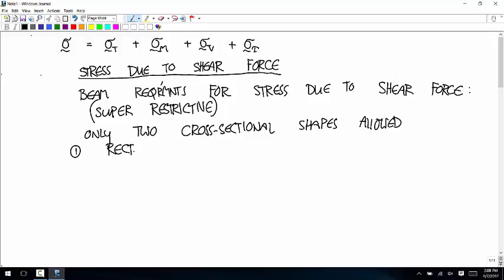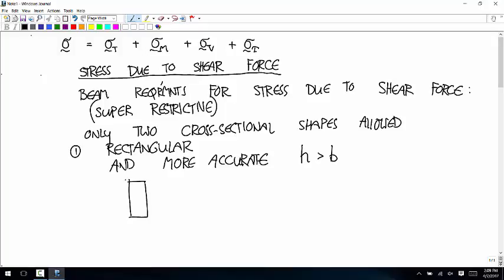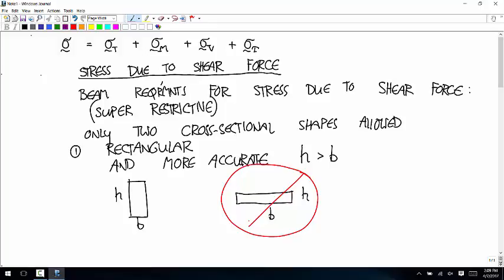Well, that's good. And even if you have a rectangular cross-section, the approximation gets bad as the thing's width gets bigger or its height gets smaller. So rectangular, and even this approximation is more accurate for height bigger than base. So if this is the height and this is the base, this is good. This, our results are bad. Okay, well, that's not real good news.